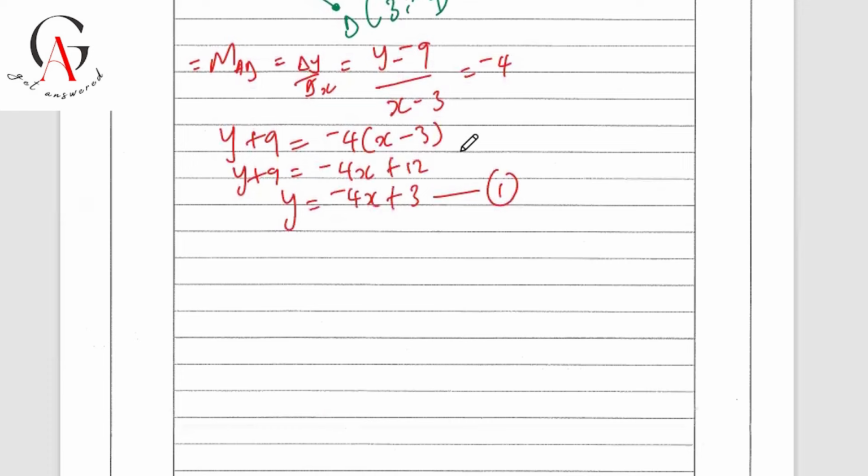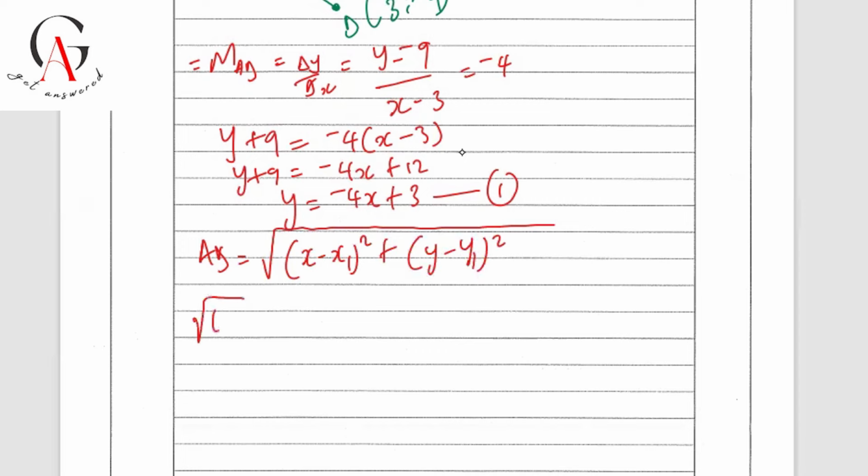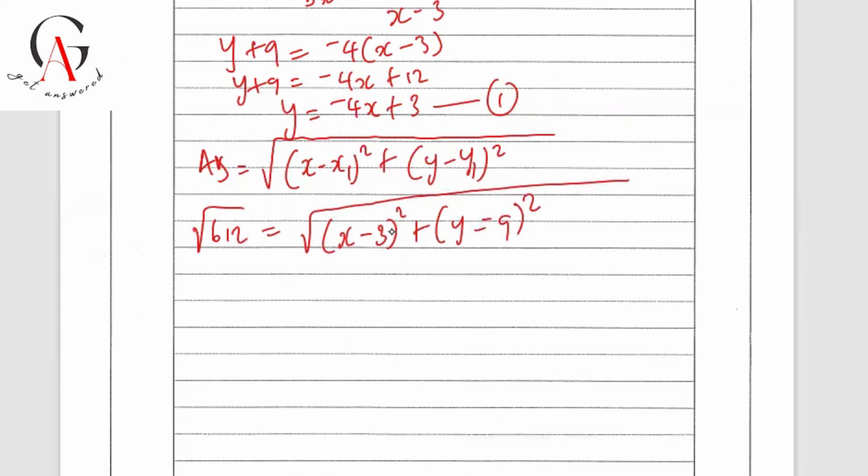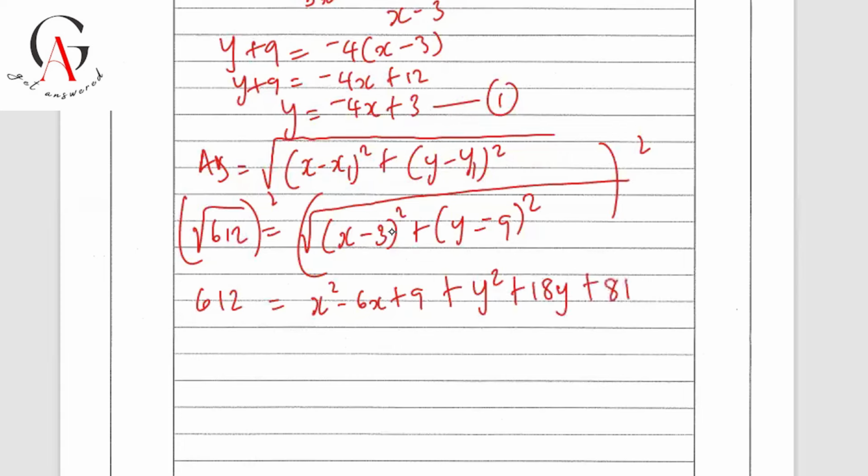Then I look at the distance formula and say that my AD is going to be the square root of X minus X1 squared, and then Y minus Y1 squared. So root 612 is equal to the square root of X minus 3 squared plus Y minus -9 squared. Now, since we have root signs on either side, I can square both sides. So I have 612 is equal to X squared, opening the brackets, minus 6X plus 9. That's going to be Y squared. Remember, this is now a plus, so plus 18Y, and then plus 81.